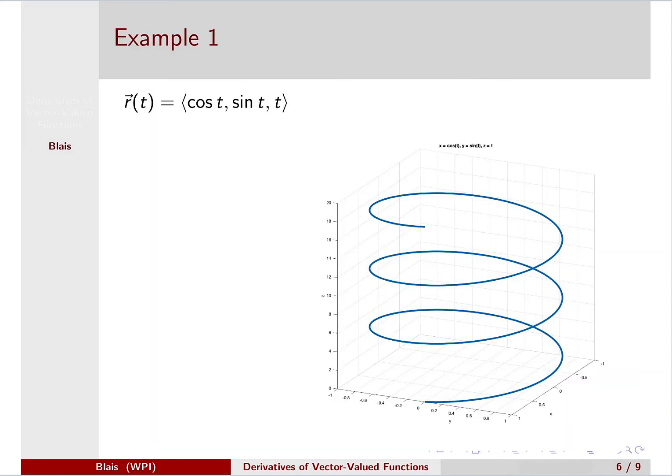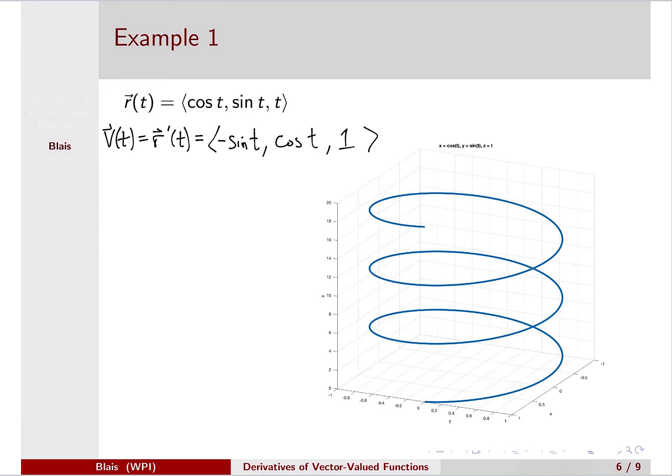Let's look at our classical helix example depicted here. So r of t is cosine of t, sine of t, t. And let's compute the velocity vector. So v of t, or r prime of t, and we differentiate each component. So the derivative of cosine of t is minus sine of t. The derivative of sine of t is cosine of t. And the derivative of t is 1.